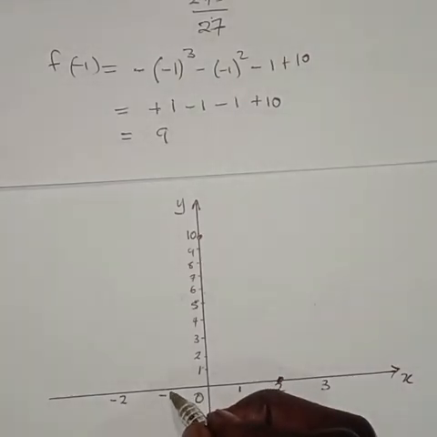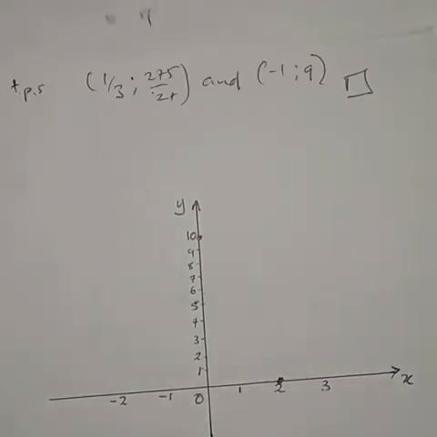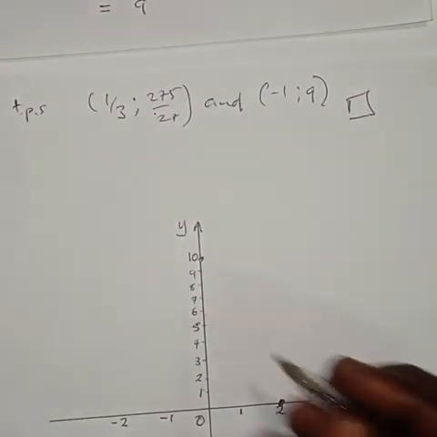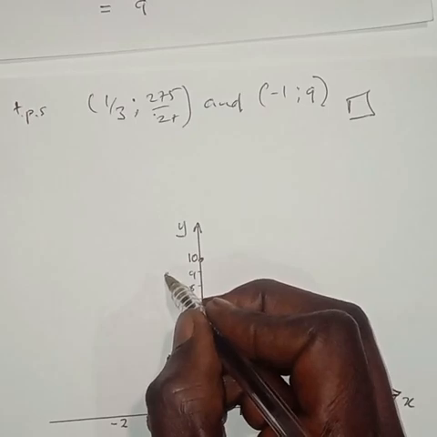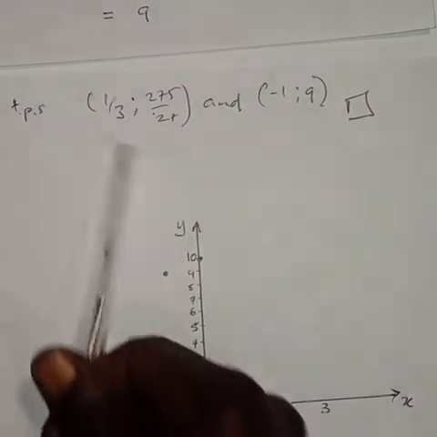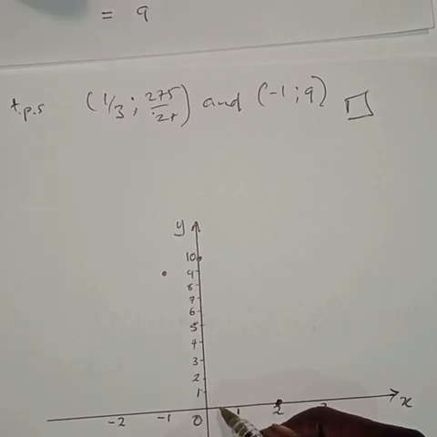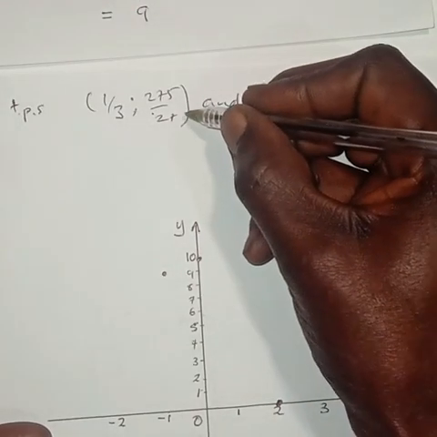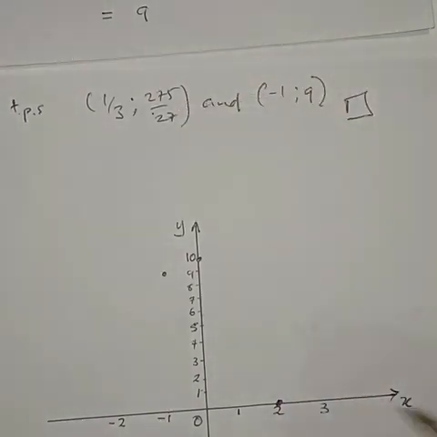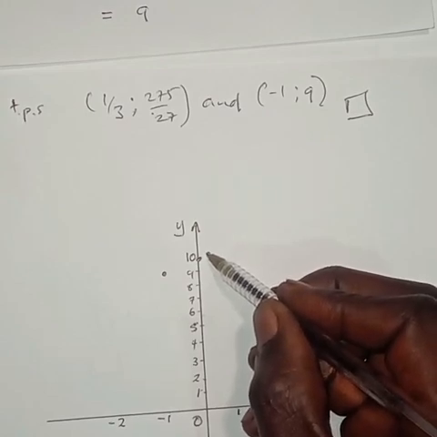Now I need to look at the turning points now. I got minus 1 and 9. So it's actually there. It's one of the turning points. And then I've got another one, which is 1 over 3. 1 over 3 is somewhere around here. If you look at this, we are sketching. Remember, we're not plotting, somewhere there. And 275 divided by 27, this is a bit more than 10. It's slightly more than 10. So it's just somewhere right here. So it's another turning point that we have here.